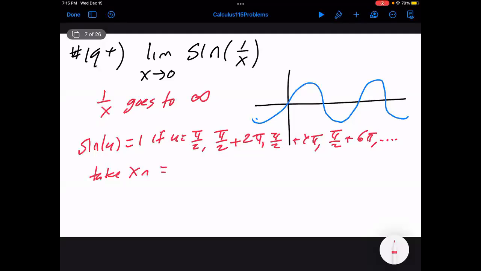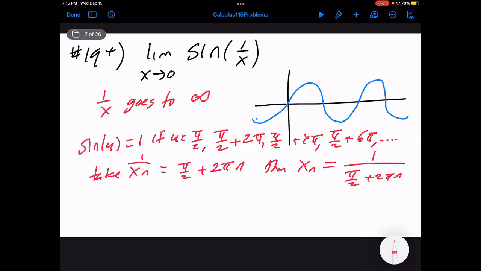So if we take 1 over xn to equal pi halves plus 2 pi n, then this is the same as saying we're taking xn to be 1 over pi halves plus 2 pi n. What does pi halves plus 2 pi n go to as n goes to infinity?